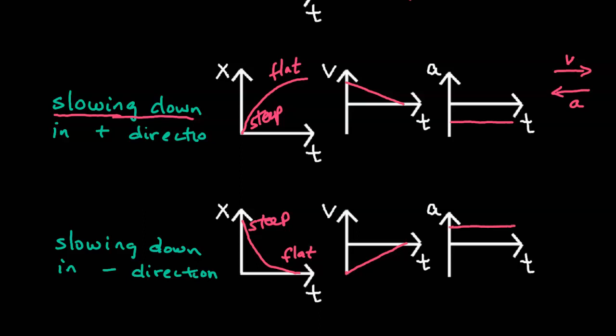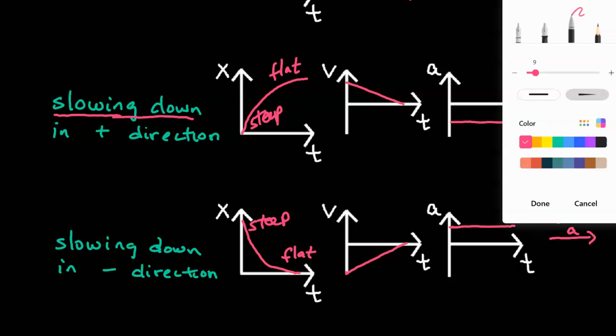Let's see if this makes sense as far as thinking about the direction of the velocity and the acceleration. This object is going in the negative direction, so I'm going to put my arrow to the left here. That's my velocity. The acceleration is going to be to the right, because it's going to the left, but it's slowing down. If the acceleration were to the left, this object would be speeding up.